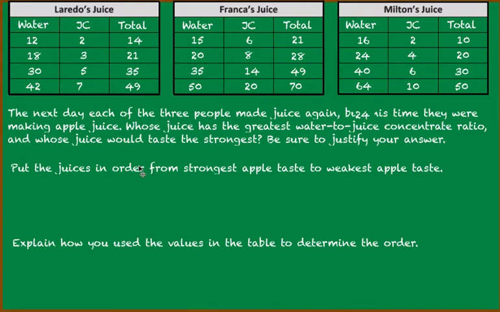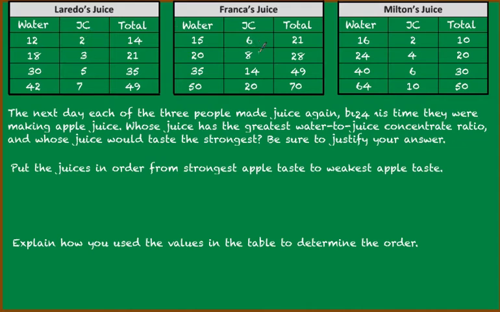All right, so we're going to look at part B. So the next day, they each made apple juice. Okay, but this time, they were making the juice with different recipes. So again, we're going to look at whose juice has the greatest water to juice concentrate and whose juice would taste the strongest. All right, so first we're going to put the juices in order from strongest apple taste to the weakest apple taste. So now when we look at it, we've got to look at all the pieces that we can compare.